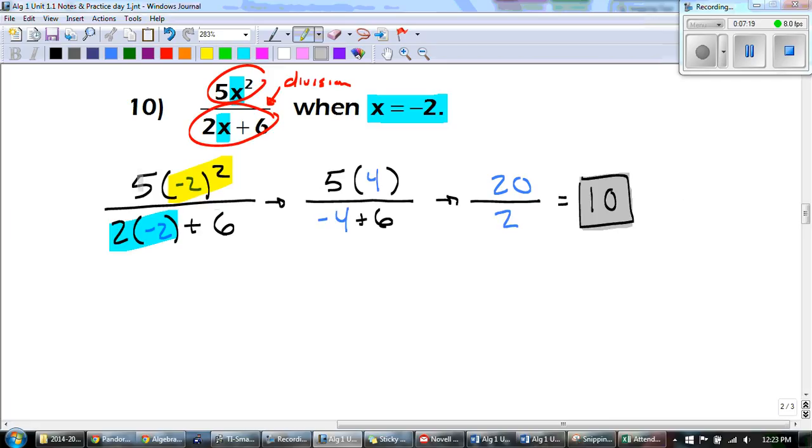Okay, so for that one, we kind of did the top first, then we did the bottom. You can do it together if you want to. Just for me, it's easier to worry about the top, worry about the bottom, clean it up.